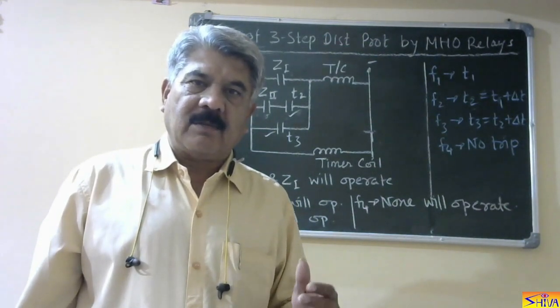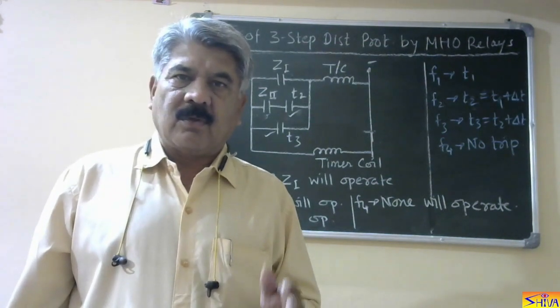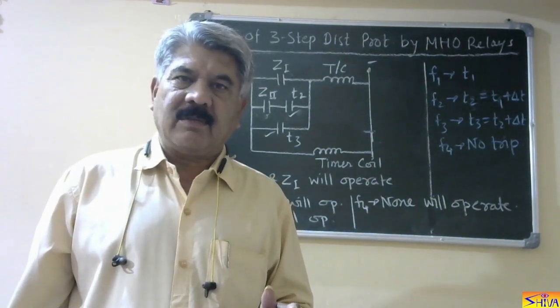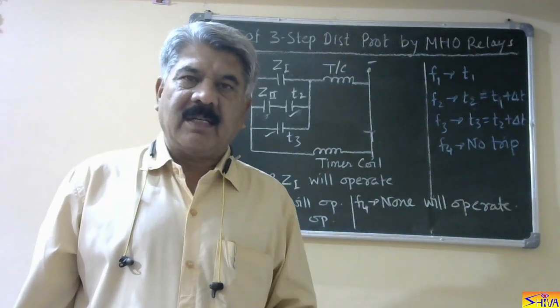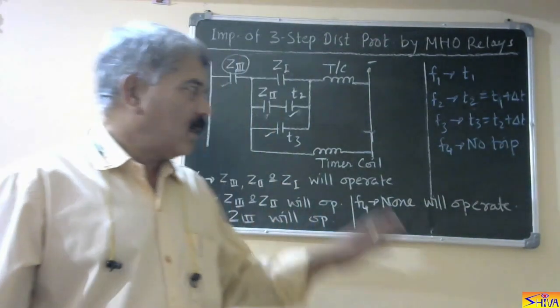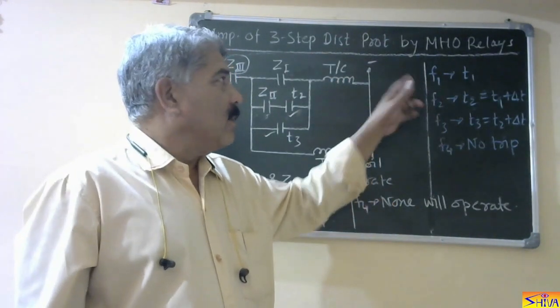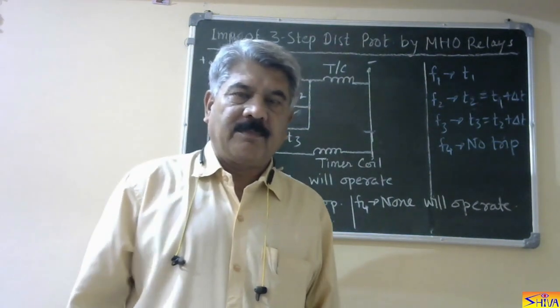Similarly, in place of the MHO relay, if we use a reactance relay, that is non-directional. So along with 3 reactance measuring elements, we will require one additional element, that is the directional element. So this is how the step distance protection scheme is implemented using MHO relays.